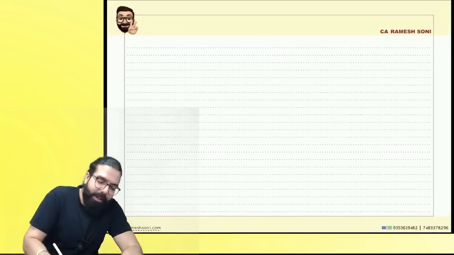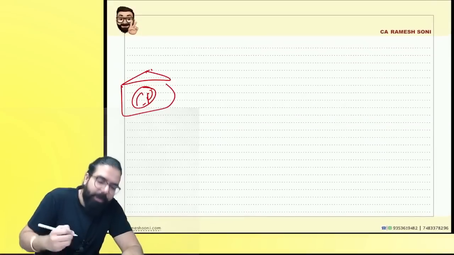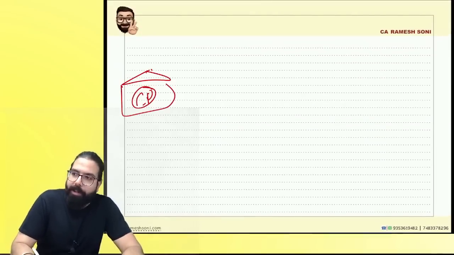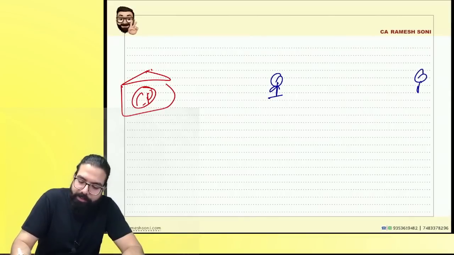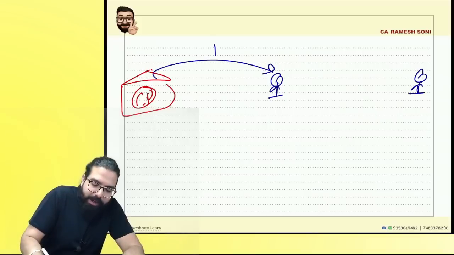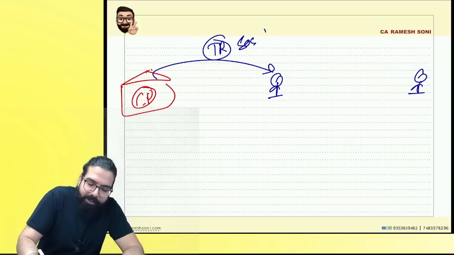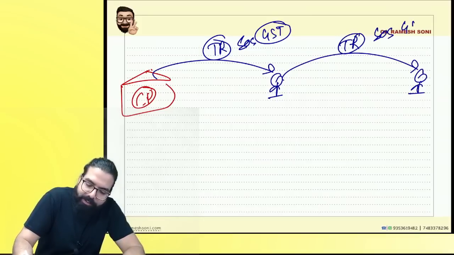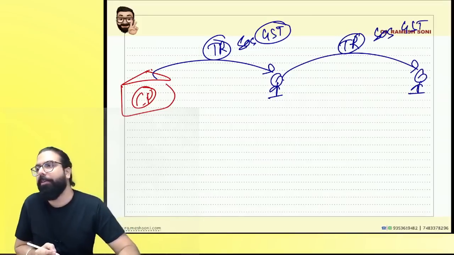If supposingly the same place, it was a commercial property, then what will happen? Commercial property, always remember, this is first person, this is second person. You gave the tenancy right, supply of service, GST will come. He gave the tenancy right, supposingly further, transfer of tenancy right, supply of service, GST will come. Are we all 100% clear?